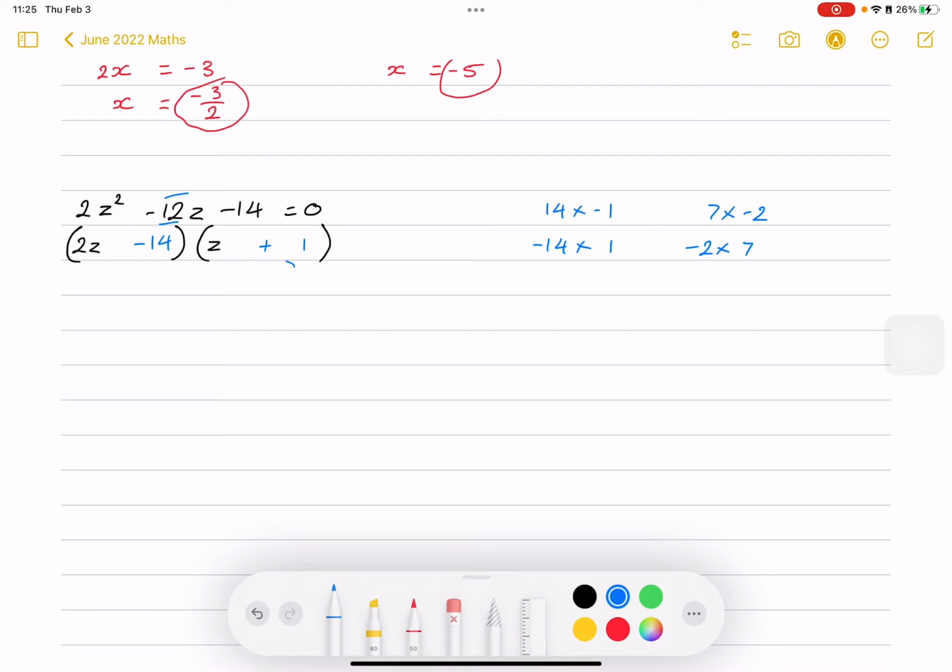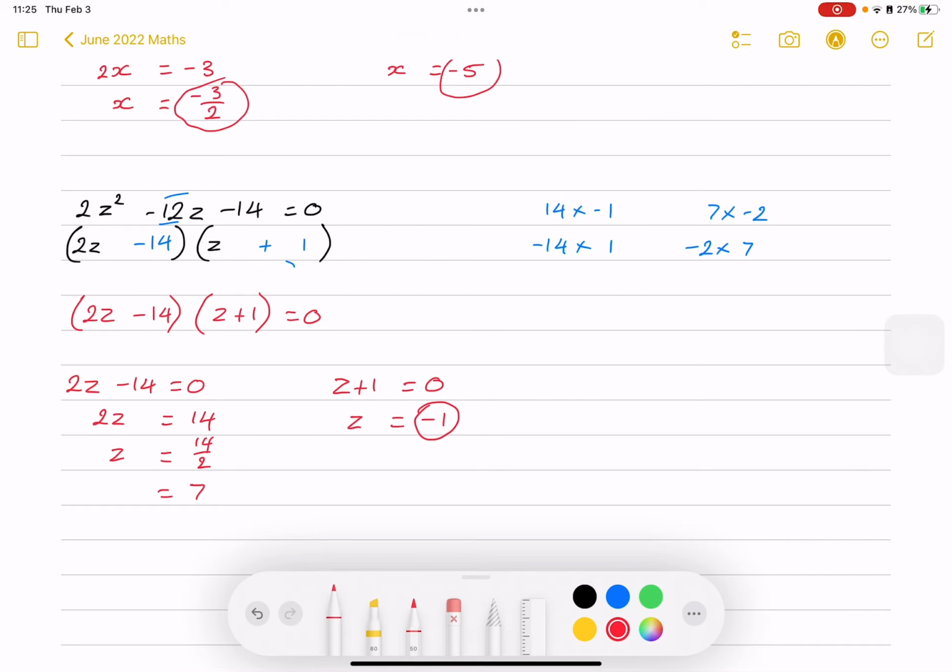Alright, so my final answer, 2z minus 14 into z plus 1 equals 0, and to solve, we separate the brackets. 2z minus 14 equals 0, 2z equals 14, and z equals 14 over 2, which is 7. And then on the other bracket, z plus 1 equals 0, z is equal to negative 1, so I have my two values of z. Simple, right?